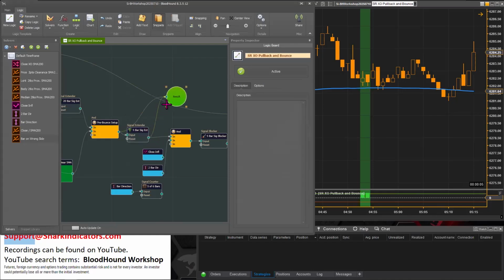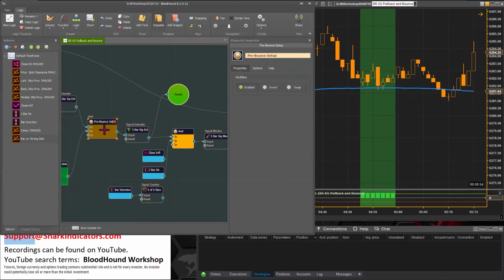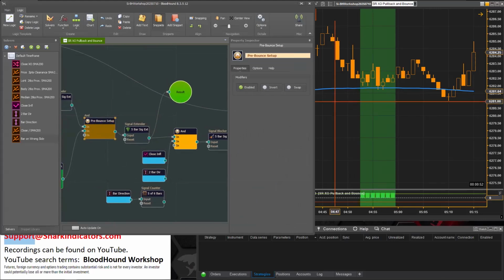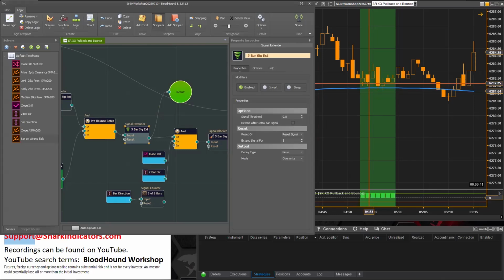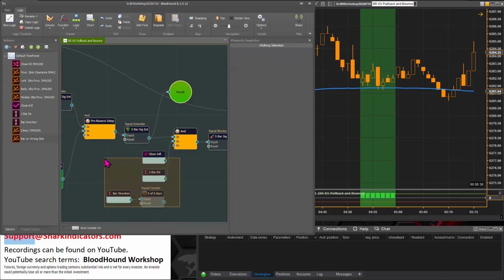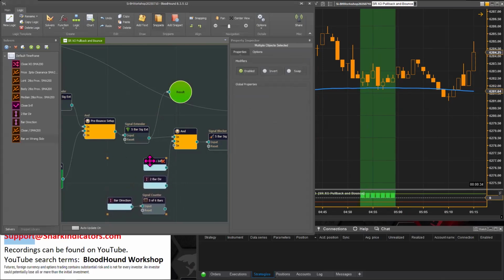So now let's take a look at this point. Remember, this AND node, we labeled it the pre-bounce. So price gets near our SMA for that pre-bounce setup, and then we're extending that pre-bounce signal forward in time, depending on how much of a bounce we actually want to require.